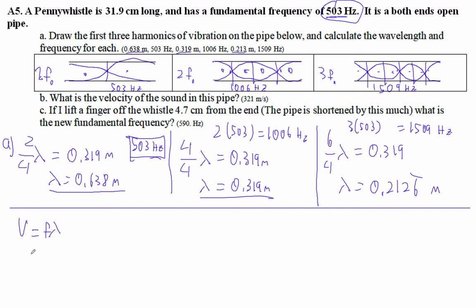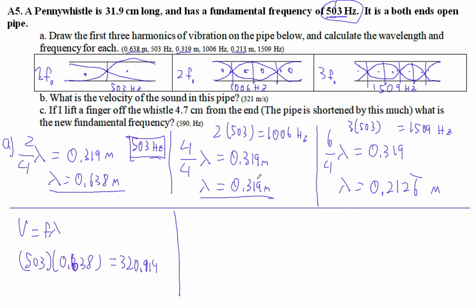So the frequency is 503 for the fundamental here. Well, that's like a phone number. 0.638 is our wavelength there. It's a 6. Okay, so 503 times 0.638 is 320.914.